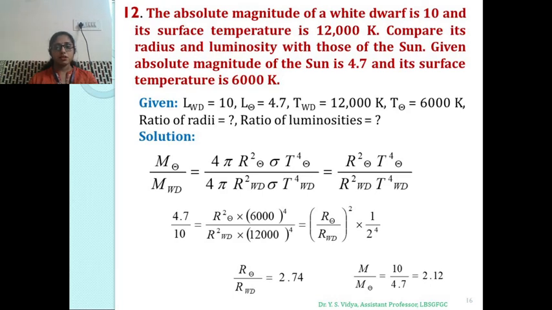Here the luminosity ratio of the Sun to the white dwarf is given by this formula: 4πR² of the Sun times σ times T⁴ of the Sun, divided by 4πR², that is the radius of the white dwarf squared, times σ times the temperature of the white dwarf to the power of 4. Just substituting those values, we get the ratio of the two radii as 2.74 and the ratio of the luminosities is given by 2.12.